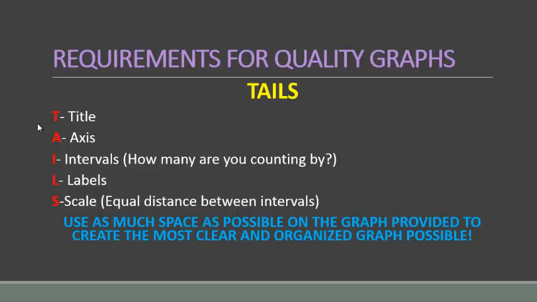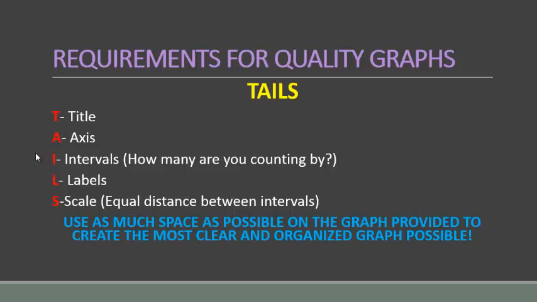The I stands for intervals. How many are you counting by? It's necessary to make sure you count by an appropriate amount. For example, if you had to count up to 1,000 on the x-axis, counting by ones would be too small of a number, but counting by 100s would be more appropriate.